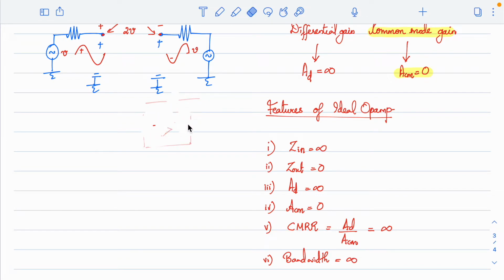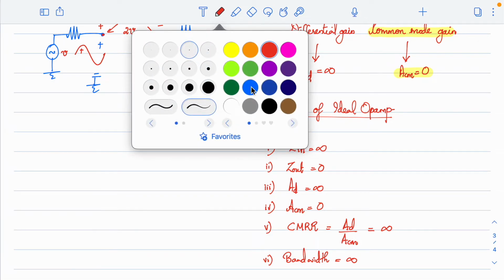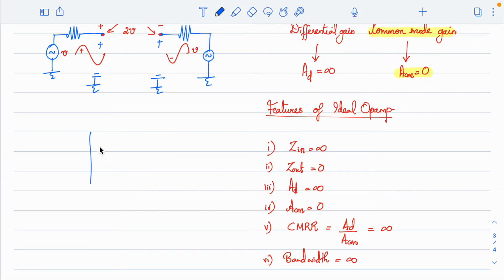Now with this discussion, what I want to present is, even though we have drawn the op-amp as this block, let us improve on this a little with these features. So what we know is the op-amp has two input terminals. One is V1, another one is V2.